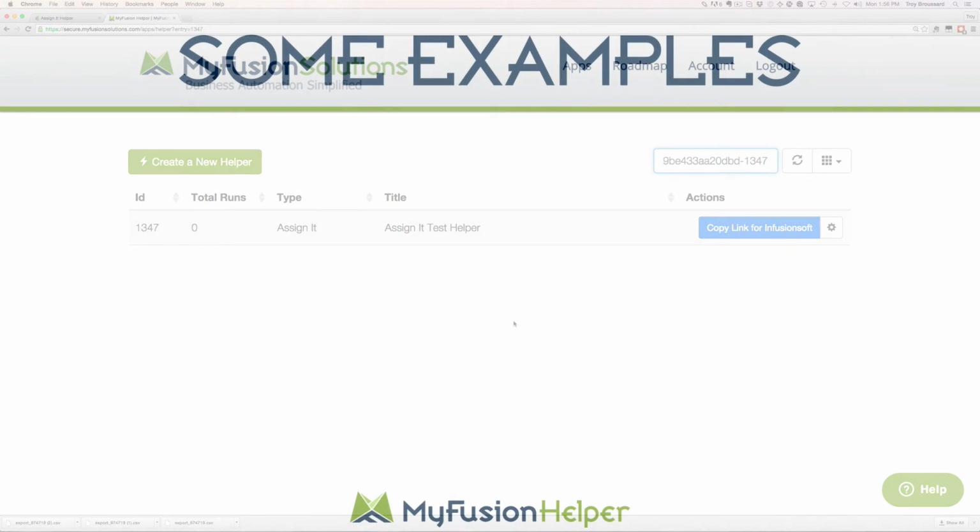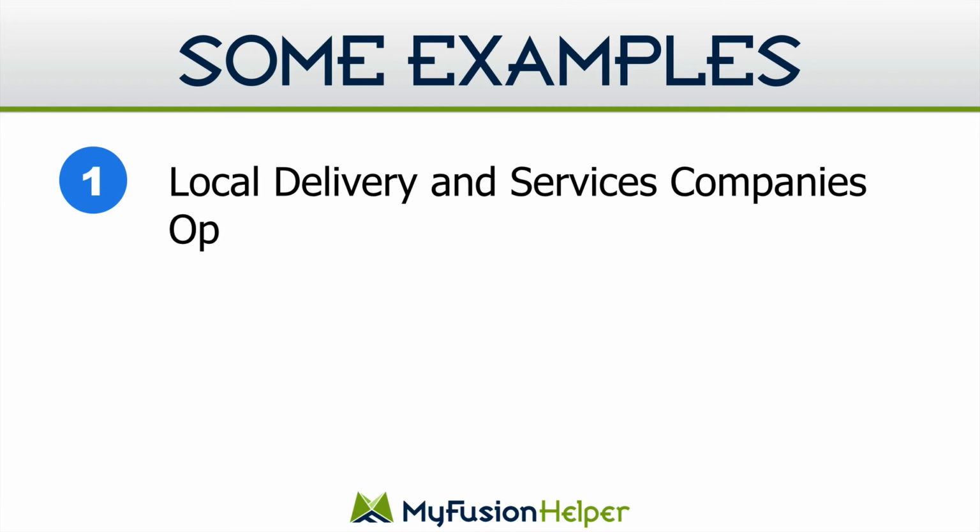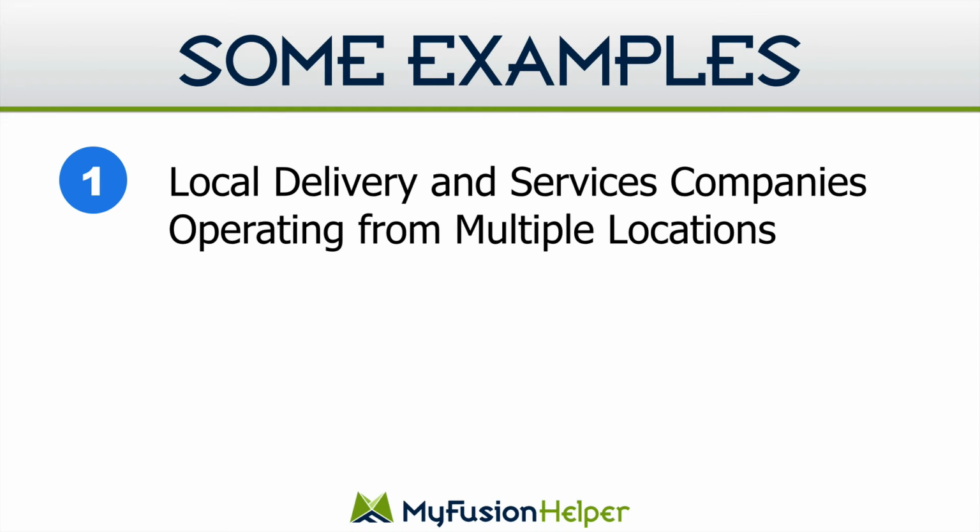All right, so let's talk about a couple of different examples of where this might make sense for you. One of them is for local delivery and service companies. So if you have multiple locations and you're serving a Chicagoland area, and you've got 12 different small storefronts inside of Chicago area, and you service that geographical location, then this can be a great type of solution for you using the Assign It helper.